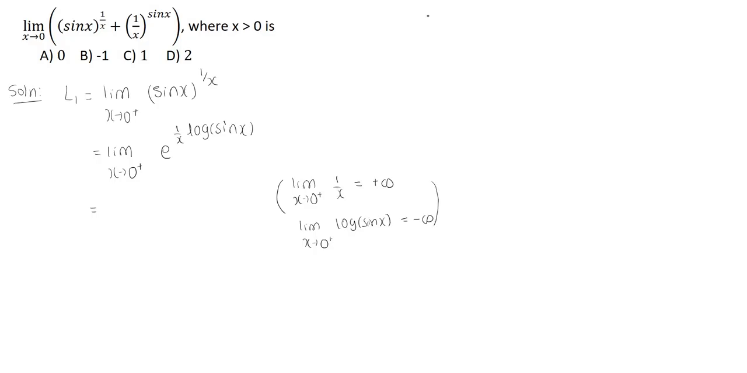So this will become e raised to plus infinity into, and the other will become minus infinity. Plus infinity into minus infinity is e raised to minus infinity. That is equal to 1 upon e raised to infinity. You can consider anything raised to infinity as infinity, and therefore it is equal to 1 by infinity, which is 0.